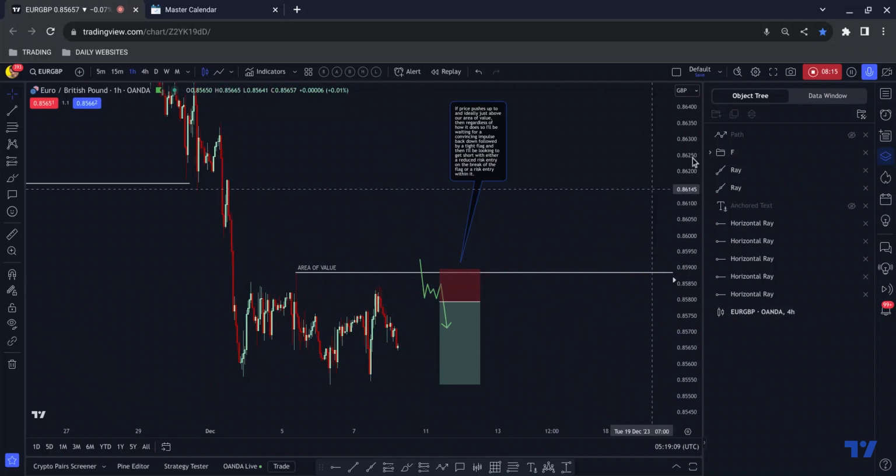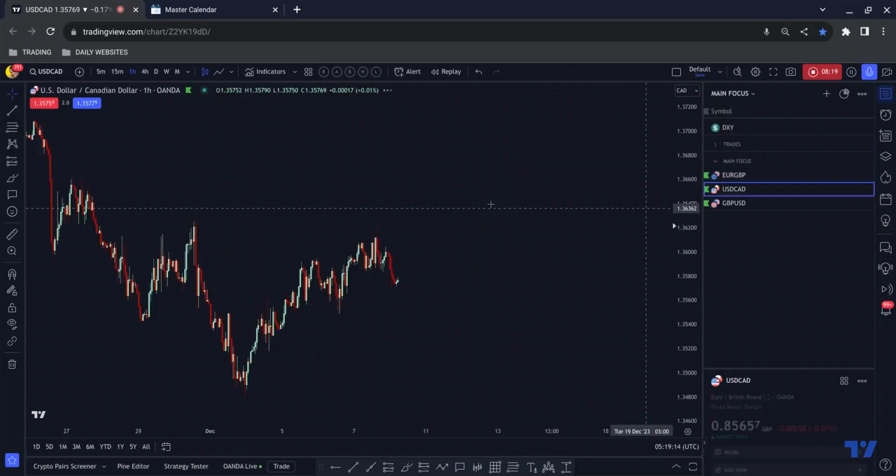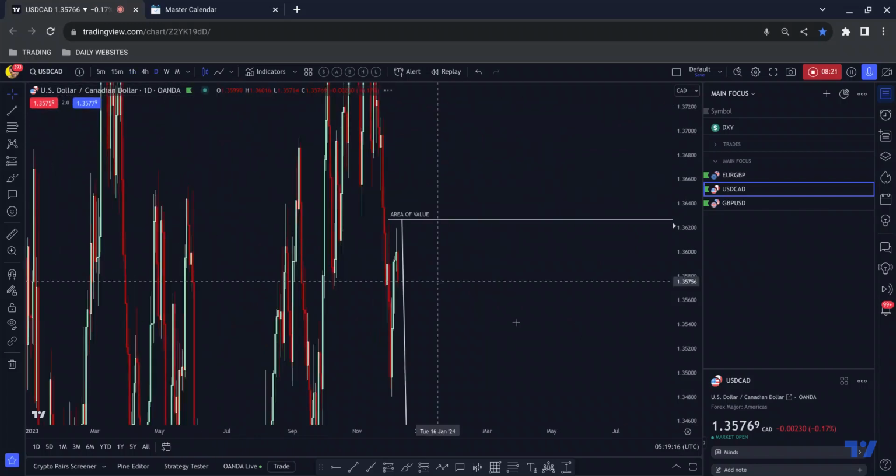If it does not push up, then I'll not be looking to place a trade. Okay, on this pair, dollar CAD. Let's look at dollar CAD.